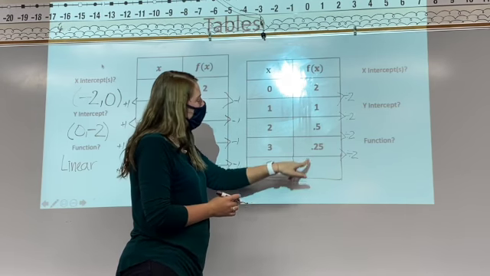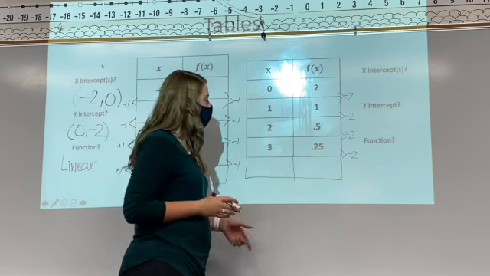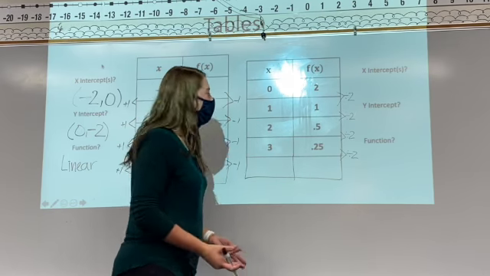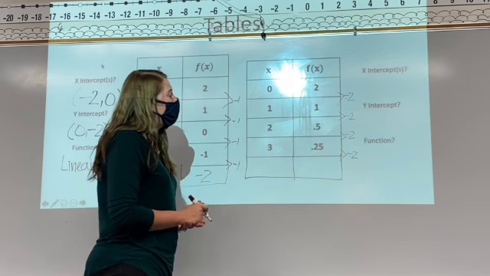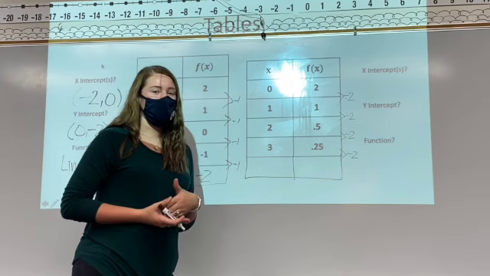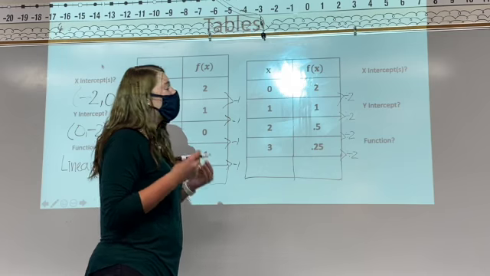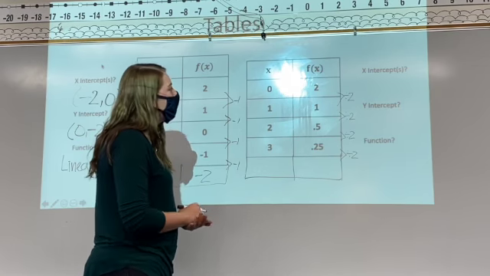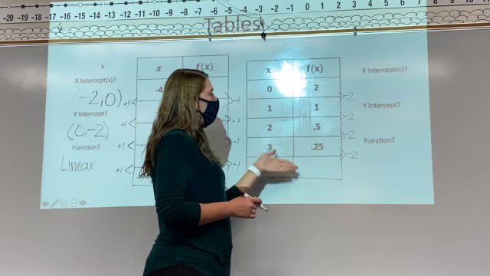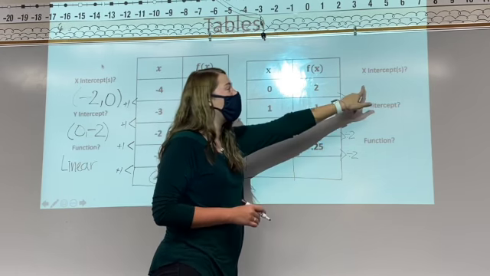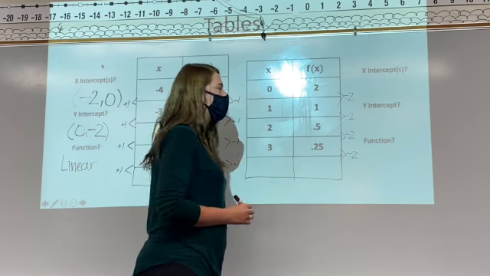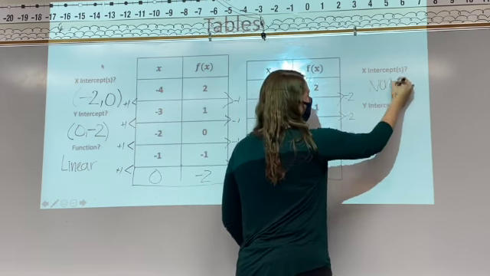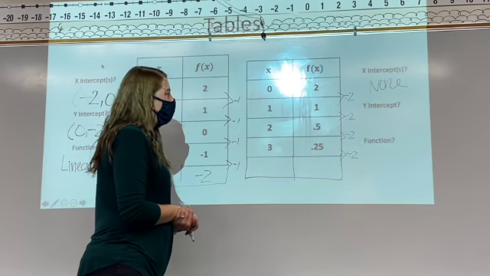If I were to divide 0.25 by 2, I would get a decimal. If I would divide that decimal by 2, I would get an even smaller decimal. And what you guys will figure out is that if I just continue dividing a number by 2, I'm going to get really, really close to 0, but I'm never going to reach 0. So what we can figure out based on this table is that there aren't actually any x-intercepts for this function. So I can write none where it says x-intercepts.